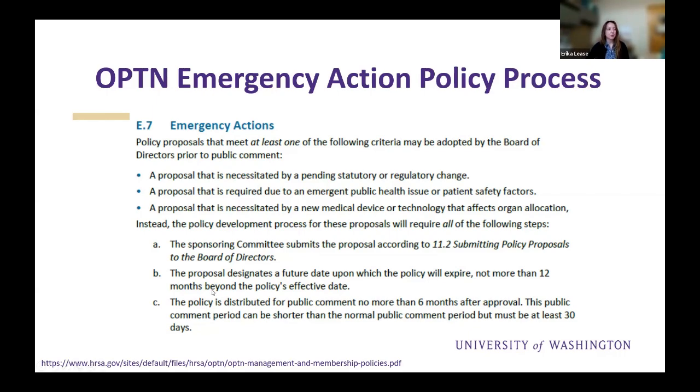I do think it's important to note that emergency action policies are not intended to be permanent, and they do expire 12 months after the effective date, the date of approval. And that if the policy is intended to become a permanent change, it does then follow the standard policy development process. And the emergency action policy, because these are things that need to be addressed more quickly, does allow for a retrospective public comment, meaning that the policy goes into effect and then a public comment period can happen. It does need to happen within 6 months of approval, and it can be shortened if need be to 30 days, again, to try to speed up the whole process.